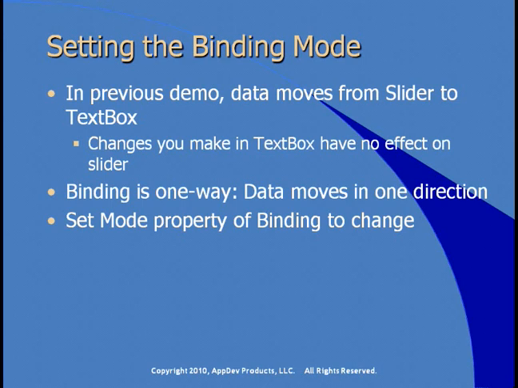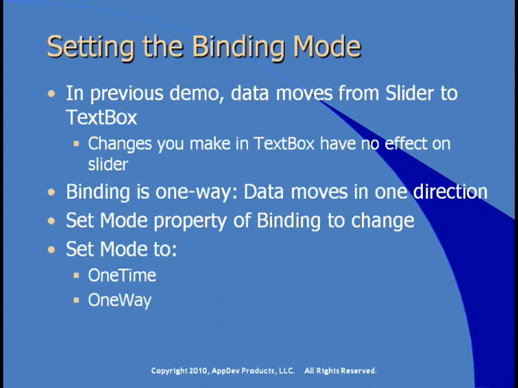We have never set the mode property. We've only set the element name and path properties, but the mode property exists, and you can set that property to one of these values. One time means the value is only set one time and then never looked at again. If we had set our mode to one time in the last example, we would have 0 in the text box, and the value would never change after that.